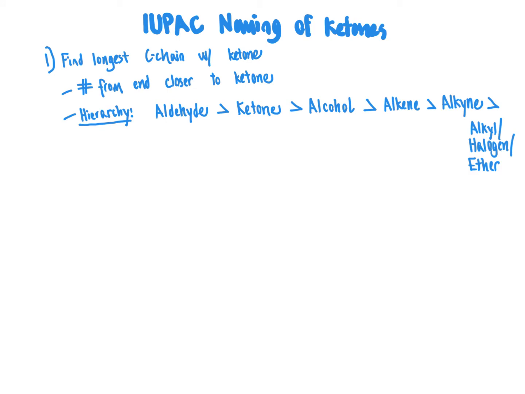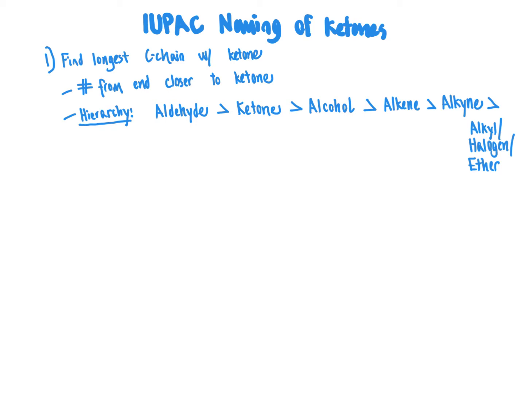So when we are looking at a molecule, if a molecule has multiple functional groups, to find which one is going to dictate the longest carbon chain and determine the parent name, you look through this list and find what is highest up on this hierarchy list. That's what's going to drive where you look for the longest carbon chain and is going to be the main determinant of where you start numbering from.